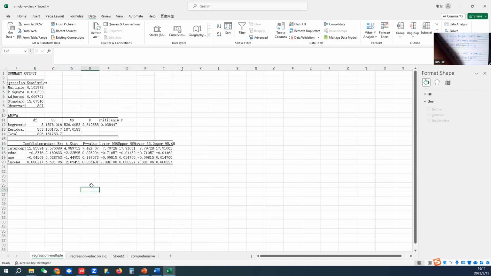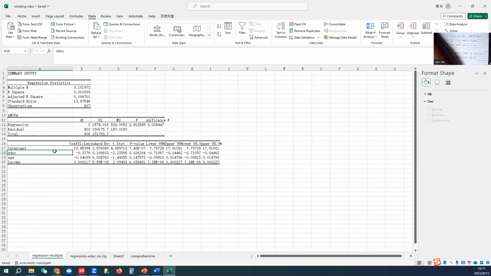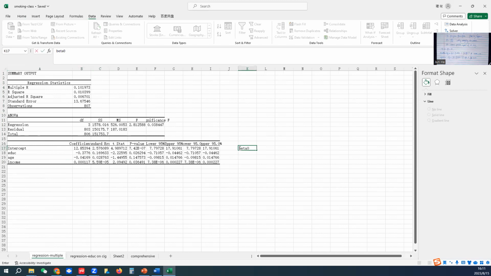All right. So what do we have here? We have the regression. And we have education, age, and income, and those are the coefficients of them. So here, the intercept is again beta 0 hat. Education is beta 1 hat.